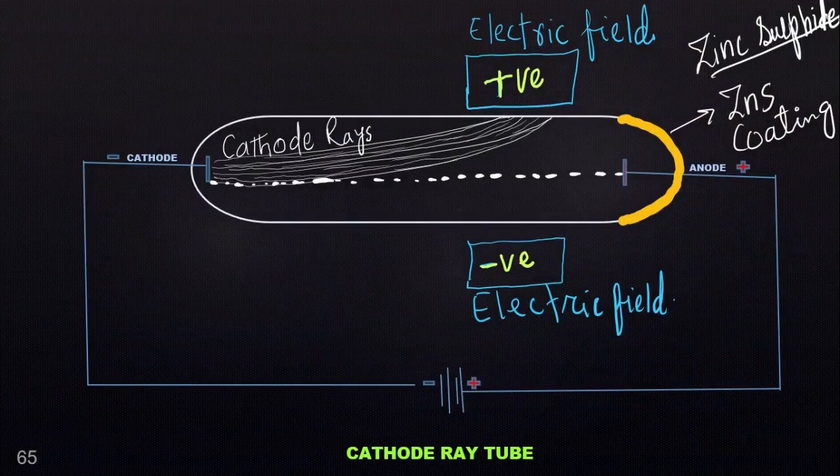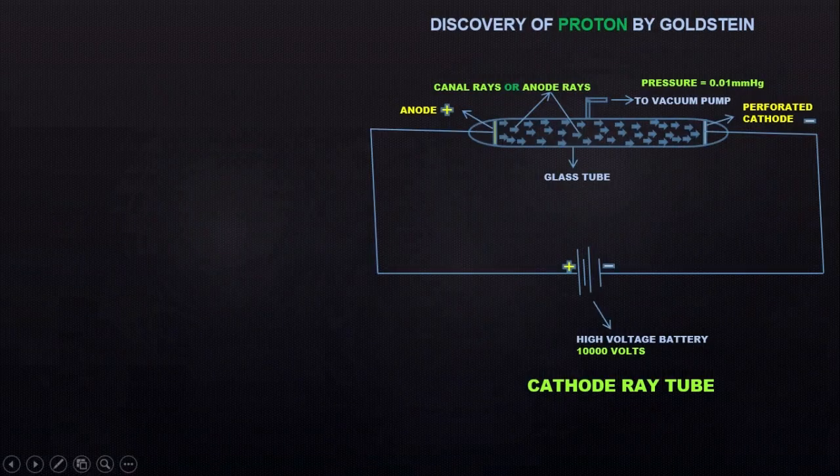Look at this. Say for example, if we apply an electric field across this glass tube, these cathode rays will bend towards the positive plate, and they will bend away from the negative plate of the electric field. So this confirms the negative nature of the particles in the cathode rays. Great. Now move ahead.